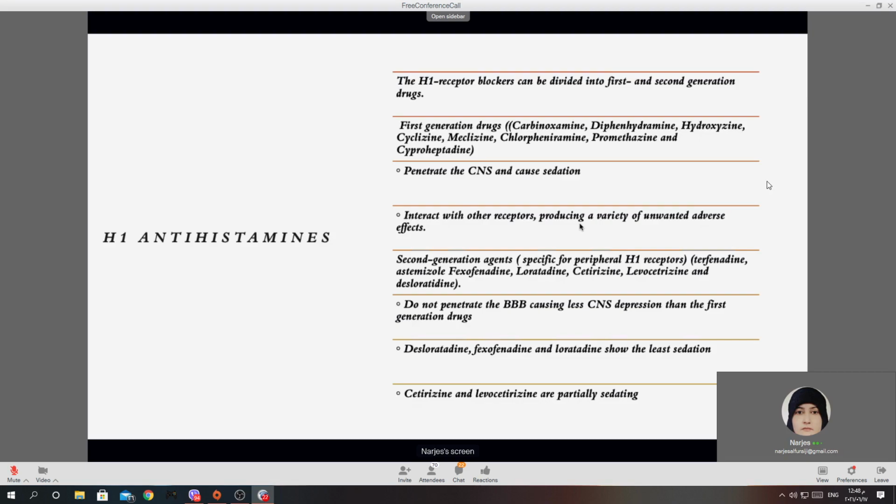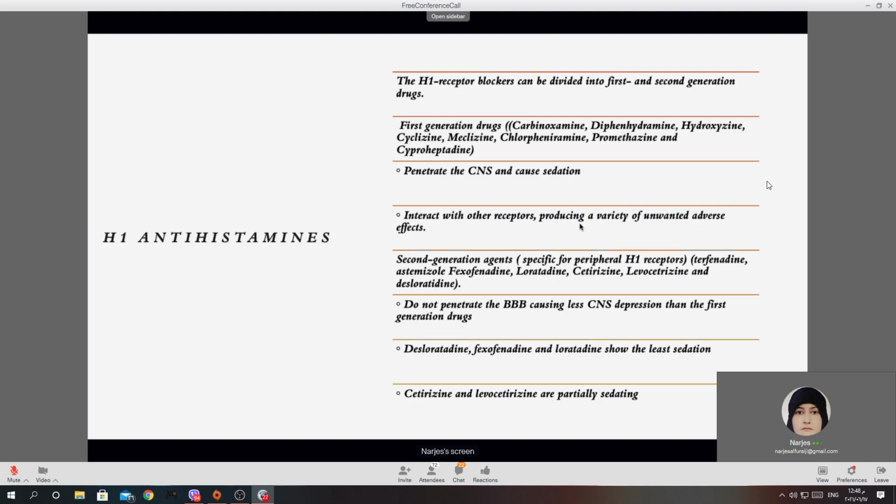For second generation, we have terfenadine, astemizole, fexofenadine, loratadine, cetirizine, and others. If we compare the second generation to the first generation, we can see that they don't penetrate the blood-brain barrier, so they are not entering the central nervous system. That is to say, they do not cause any depression compared to the first generation. And this is an advantage.